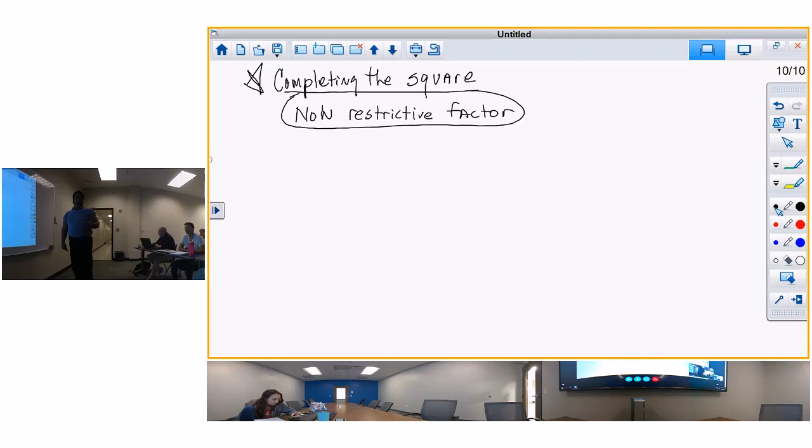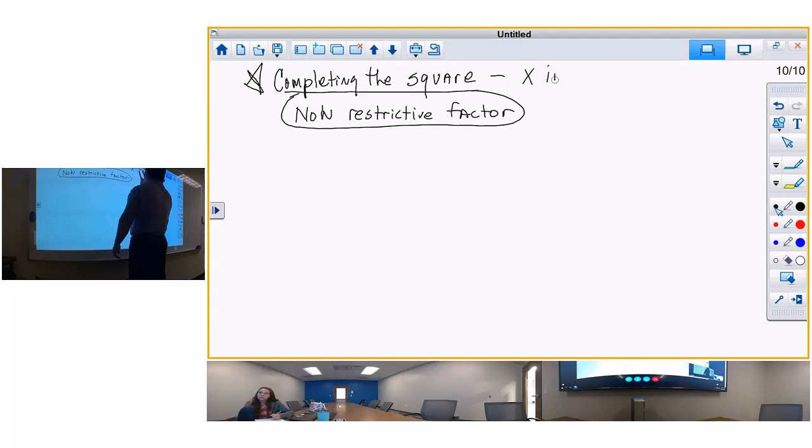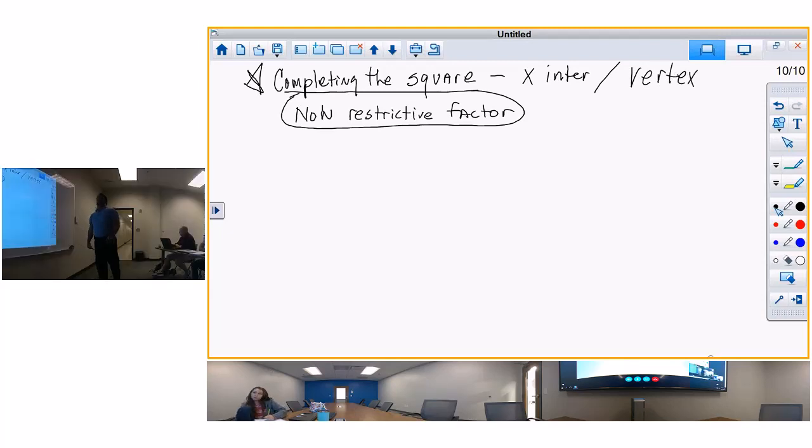Okay? All right, what is this going to find? This is going to find your x-intercepts and your vertex. The quadratic formula only gives you your x-intercepts, and you have to plug it into another formula to find your vertex.